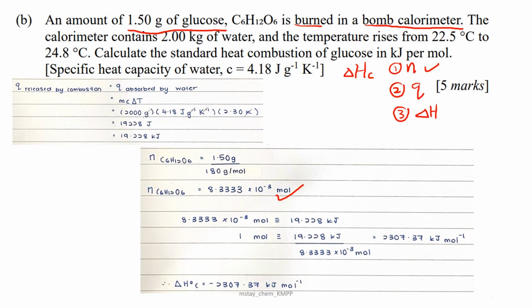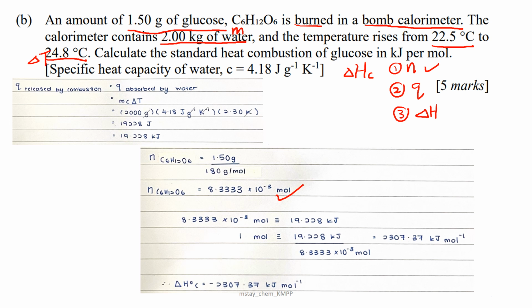Then next we continue reading. The calorimeter contains 2 kg of water and the temperature rises from 22.5 degrees Celsius to 24.8 degrees Celsius. So from here we know the change of temperature and this is the mass of water. We understand that this value will be used in mc delta T.